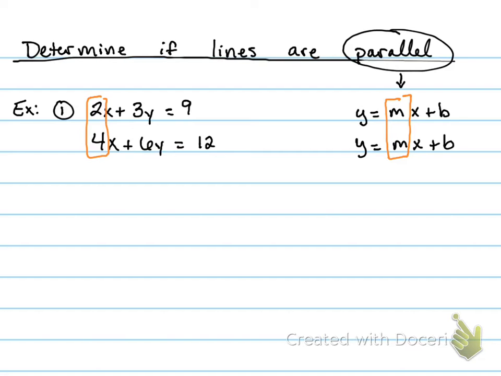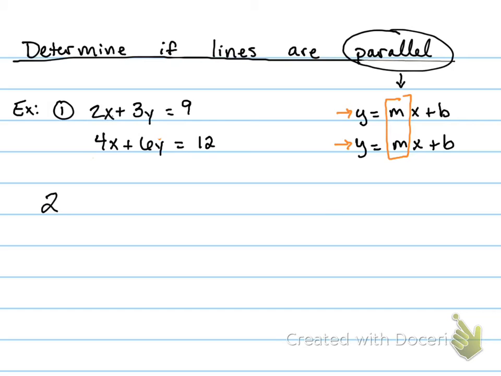It's not exactly that easy. What we need to do is solve these for y, okay? These are not solved for y by themselves just yet. So we need to do some moving around, and we're going to figure out how to determine what these slopes are. We're going to do that very quickly. Let me rewrite this. We got 2x plus 3y and 4x plus 6y.